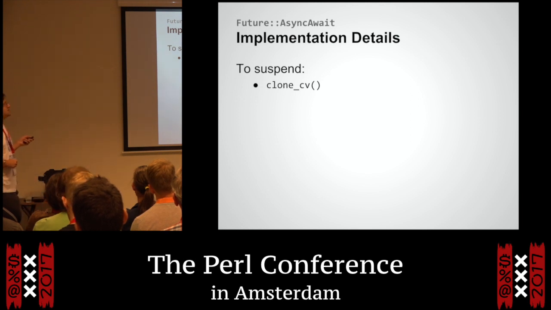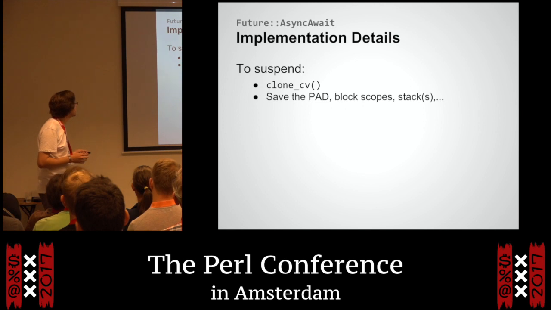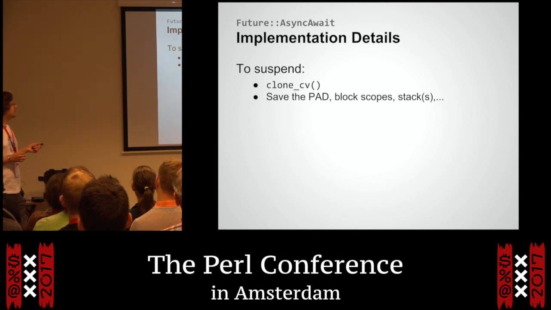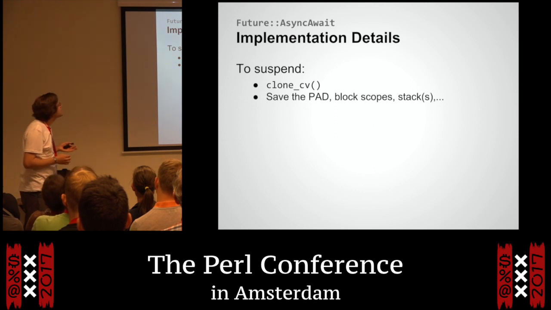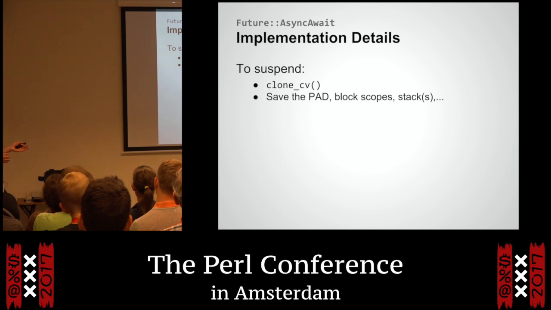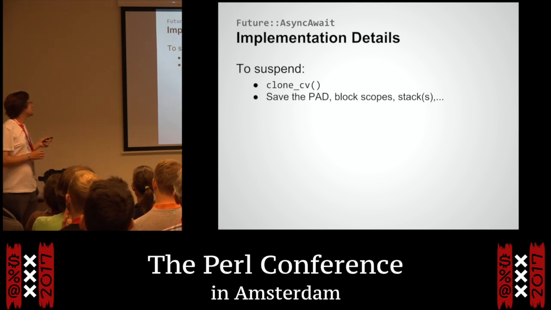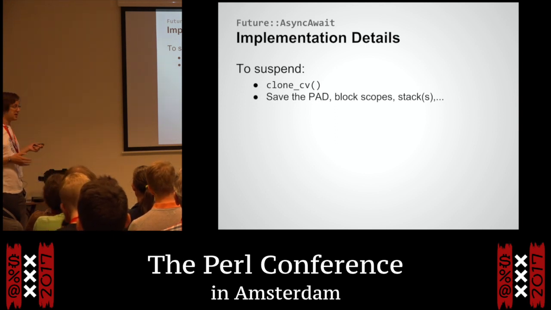So how the suspending in await works is that we just copy the function just so that we can operate on our own local copy of it, and we're not going to screw with anyone else. We save basically as much state as we can get our hands on, and this kind of, again, is the bulk of the work and the bulk of the research is finding all of those little places in the interpreter where bits of state are. Primarily the pad, which is where all the lexical variables are. So we have our variables back again.